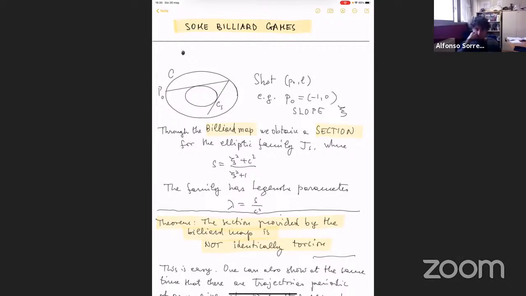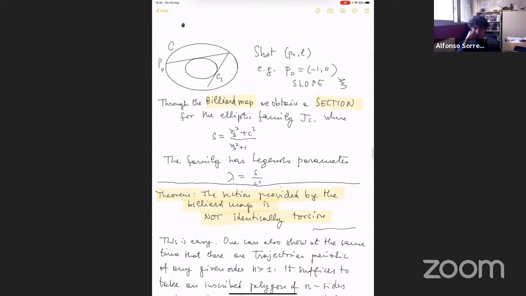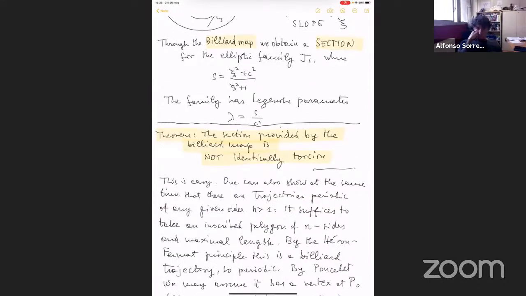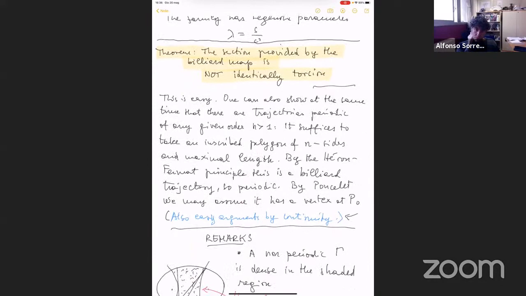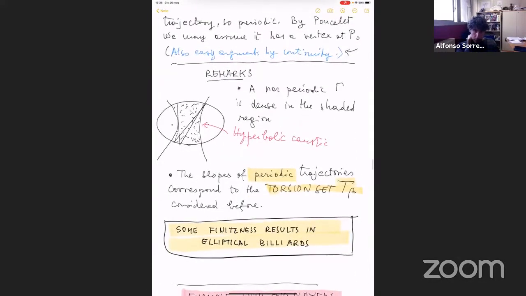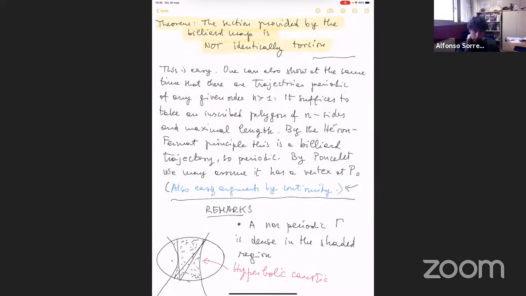which associates to the slope the parameter S corresponding to the caustic. It may be computed with this formula. And we may put this in Legendre form. And the Legendre parameter is given by S divided by C squared. And there is a theorem, very easy, that the section provided by the billiard map is not identically torsion. This is very easy by continuity. I skip the argument. By using the Heron-Fermat principle, one may prove that there are periodic trajectories of any given order.